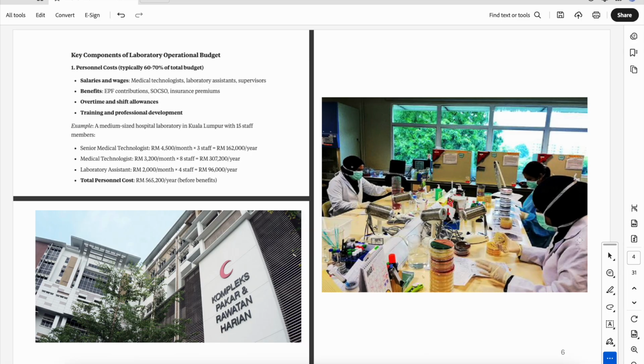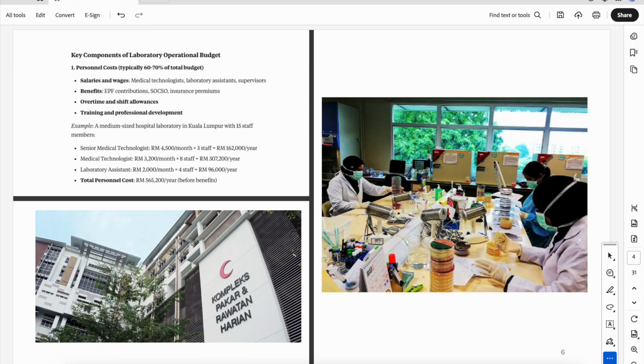Let me give you a practical example for a medium-sized hospital laboratory in Kuala Lumpur with 15 staff members. 3 senior MLTs at 4,500 per month each, so equals to 160,000 per year. 8 medical technologists at 3,200 per month each, total 307,200 per year. 4 laboratory assistants at 2,000 per month each, total 96,000 per year.